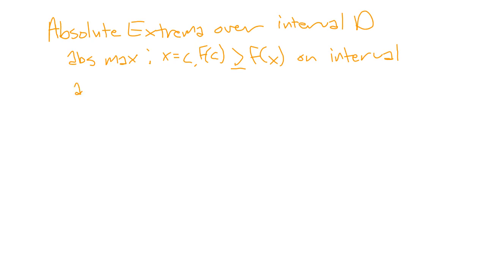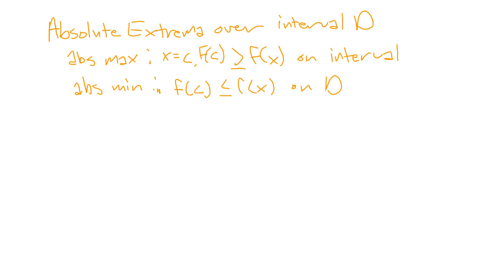Similarly, for absolute min, we can say that we have an absolute min if it is the smallest point, so f of c is smaller than or equal to the rest of the function on D.